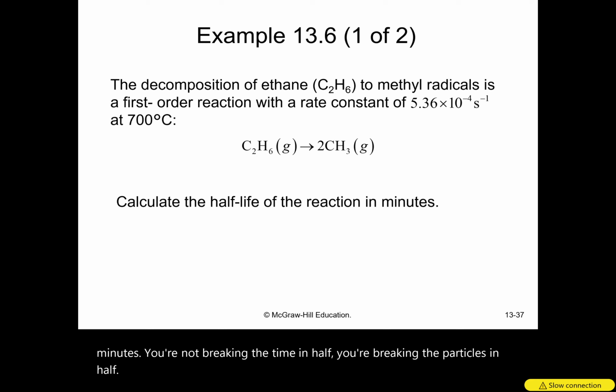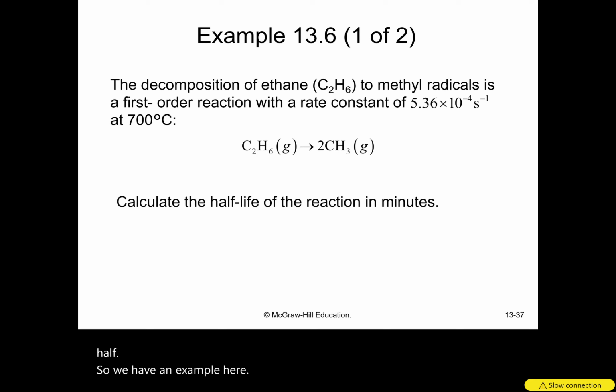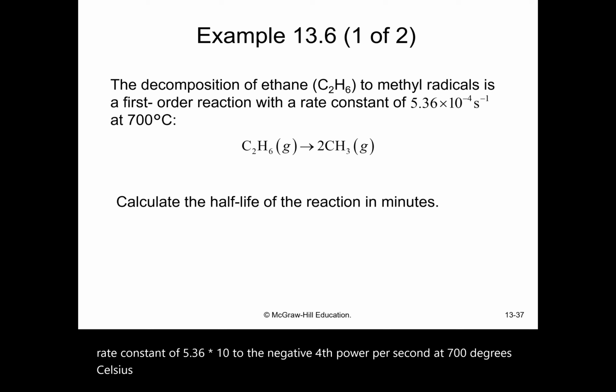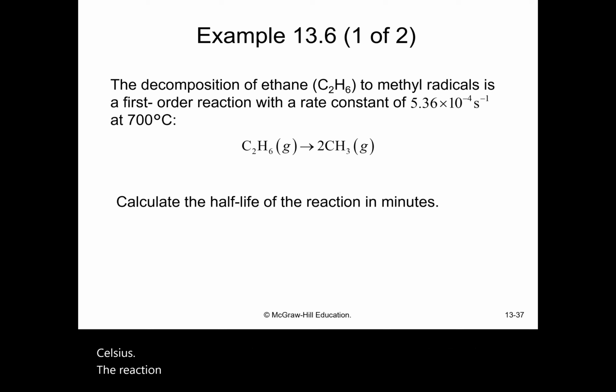So we have an example here. The decomposition of ethane to methyl radicals is a first order reaction with a rate constant of 5.36 times 10 to the negative fourth power per second at 700 degrees Celsius. The reaction is C2H6 creating 2 moles of CH3. Calculate the half-life of the reaction in minutes.